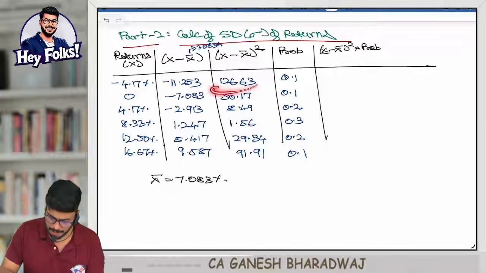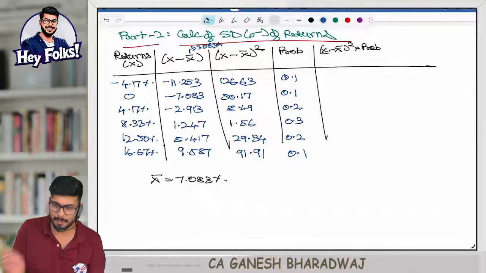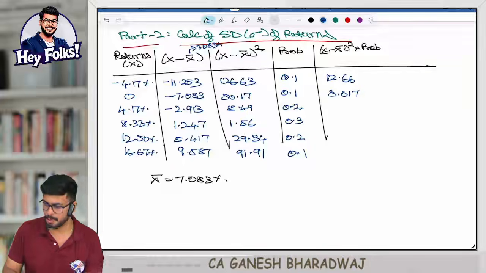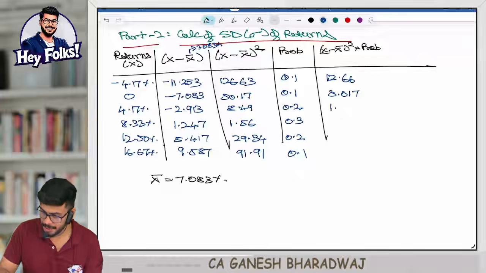Now, come on, multiply these figures. This into this. Move one decimal, that's all. No need for a calculator for this. 12.663, yeah, 66 we'll put. Then here also it's 5.017. Okay, then 8.49 into 0.2. How much? 1.698. Then 1.56 into 0.3.